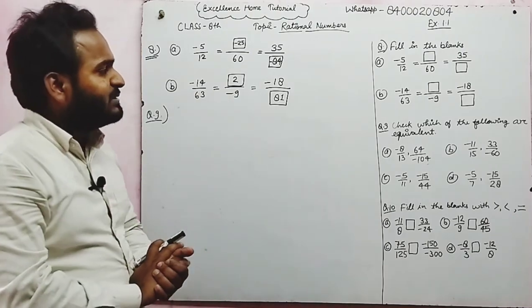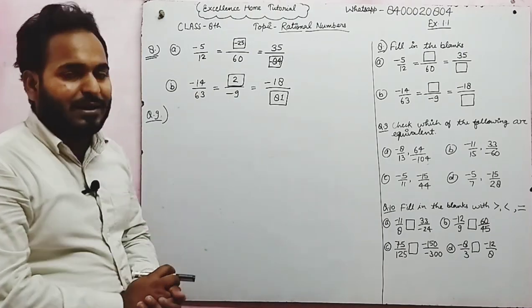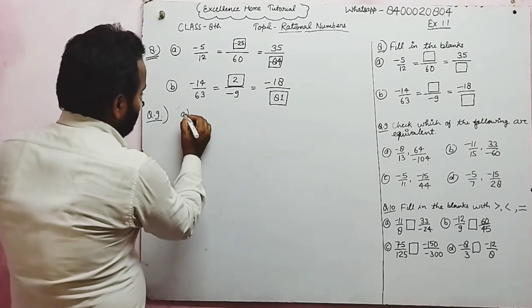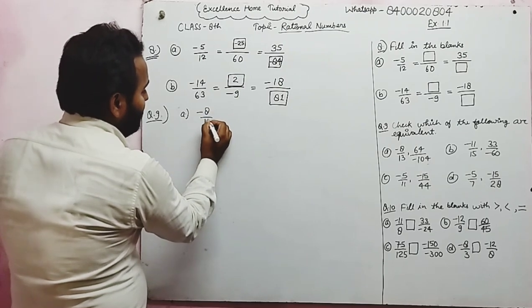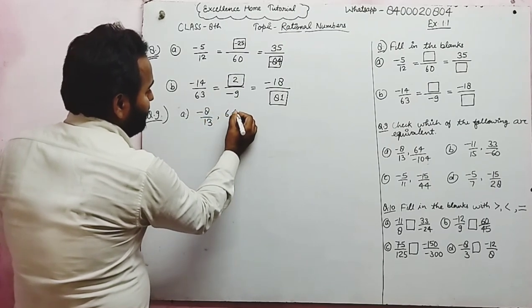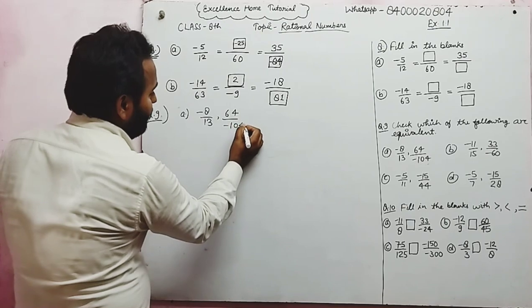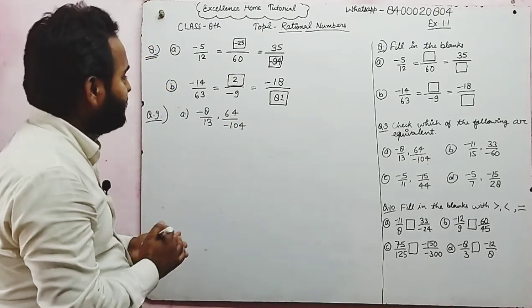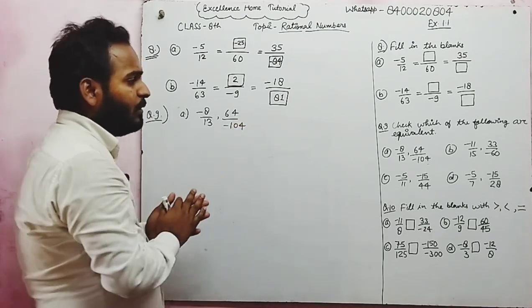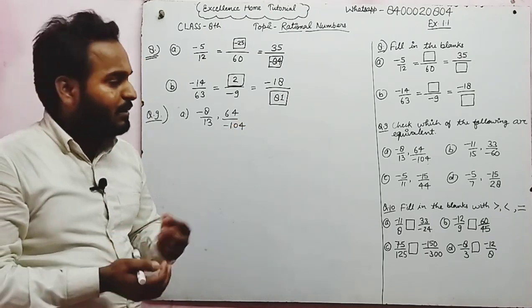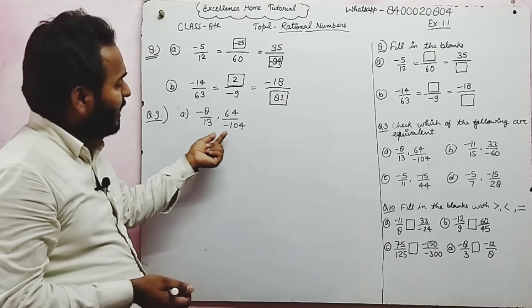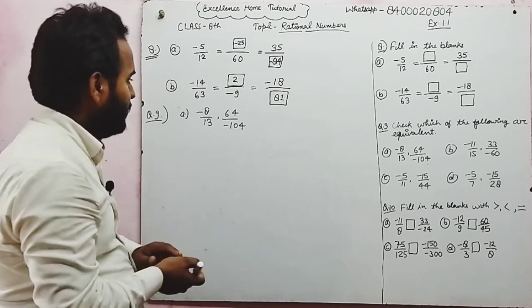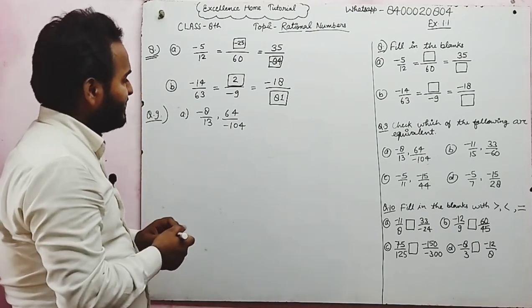So the next question is to check which of the following are equivalent or not. So we have to check minus 8 by 13 and 64 by minus 104. We have to check equivalence by two methods, that means by the cancelling method or by making all the denominators equal. So let's start.